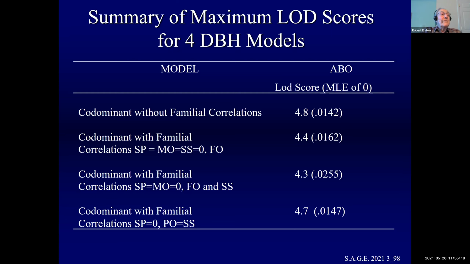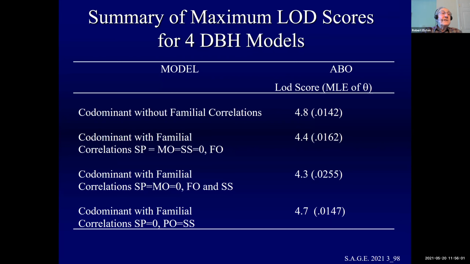correlations, codominant with familial correlations, and sibling, and I don't understand that third one. I don't remember exactly what it means. But here we have a lower LOD score and recombination fraction of 0.02. And if we have the spouse correlation as 0 and a parent-offspring equal to the sibling correlation, we get a LOD score of 4.7 and a recombination fraction of 0.015.